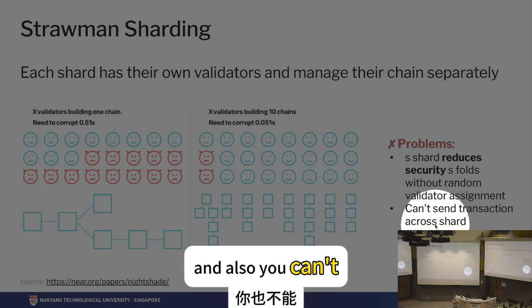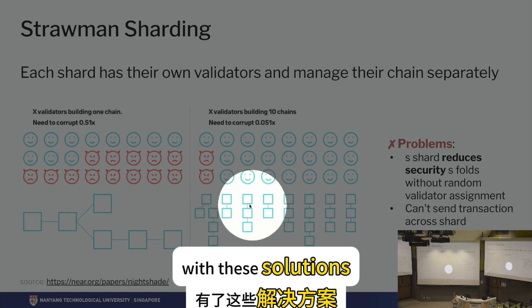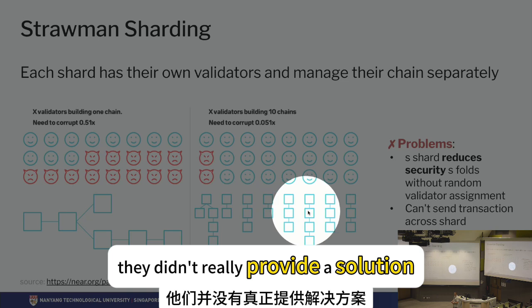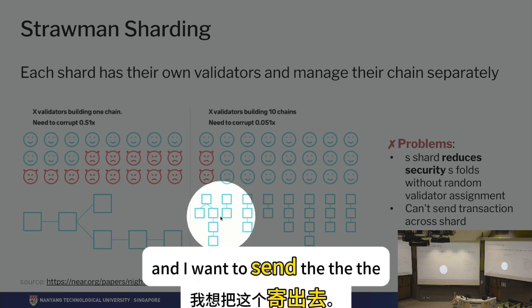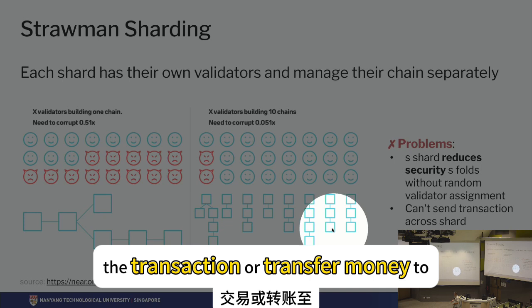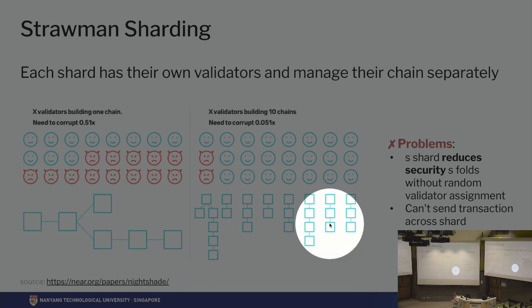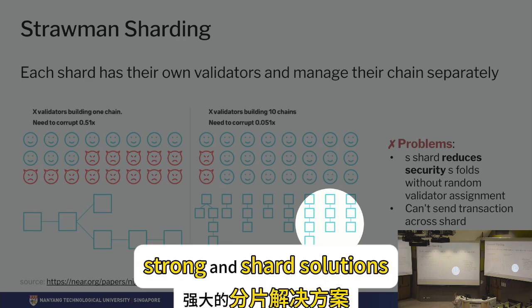And also, with the simple solutions of strawman sharding, they didn't really provide a solution for cross-shard transactions. For example, if user A is on this shard and I want to send a transaction or transfer money to B on another shard blockchain, I can't do it with such strawman shard solutions.